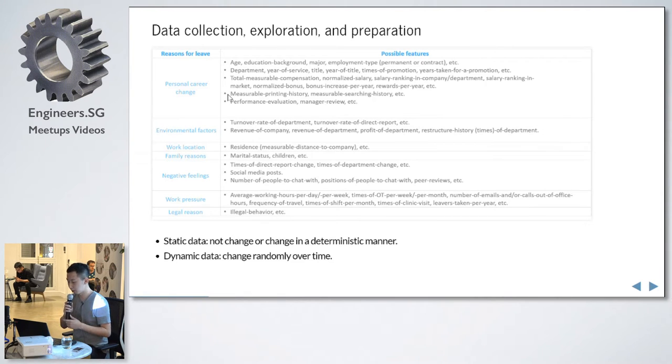And another group is about the dynamic data, which means that the data will change randomly. For example, the performance. Every year, the performance may be different, and they are correlated in some way, but who knows? I mean, it can be regarded as the group of dynamic data.